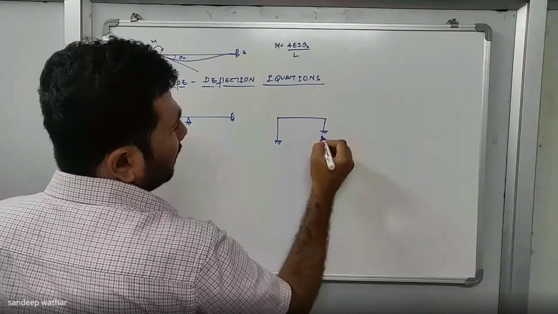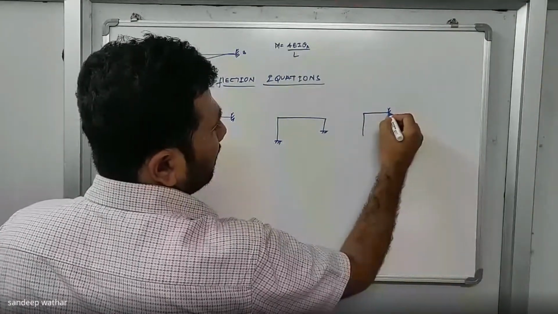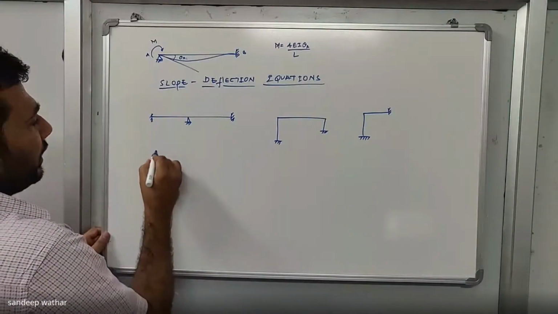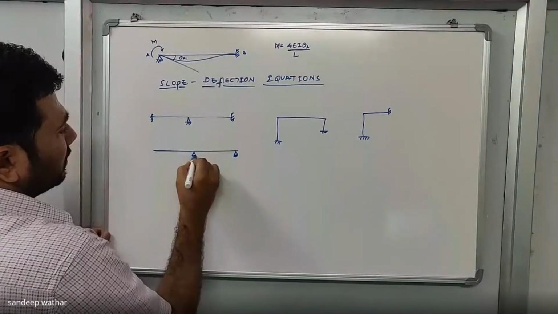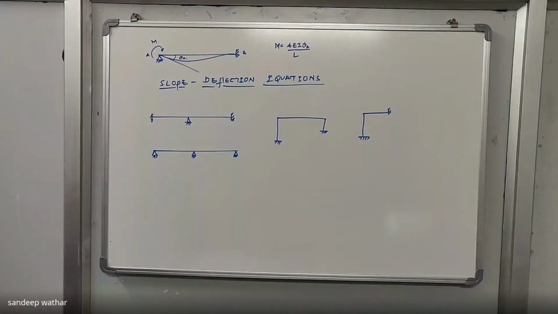You tell me what will be the static indeterminacy of these structures. Solve this, and keep it with you. I'll give you 5 minutes time. Within that time, you try to solve all of these four structures. You tell me what is the static indeterminacy of this.